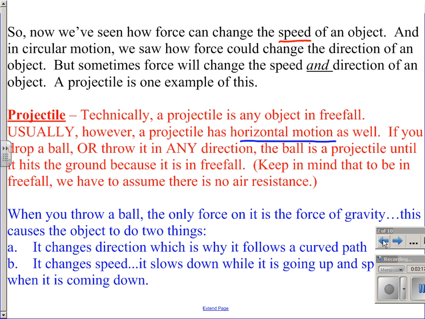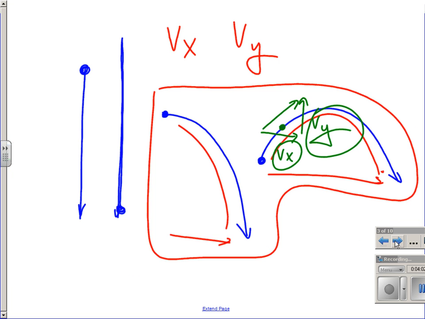So anyway, that's what a projectile is. And then, as I was saying before, a projectile changes both speed and direction, right? And that's what this says down here. When you throw a ball, the only force on it is the force of gravity, and it causes the object to do two things. It changes direction, right? Like if you throw a ball this way, it doesn't keep going that way forever, right? It goes like this. It changes direction because gravity is pulling it downwards. Okay, so that's why it follows a curved path. And in addition to that, it changes speed, right? Because as it's going up, it's working against gravity, so it slows down, slows down, slows down, and then on the way down, it speeds up, speeds up, speeds up. Okay, so it's both changing direction and changing speed. We've already seen this.